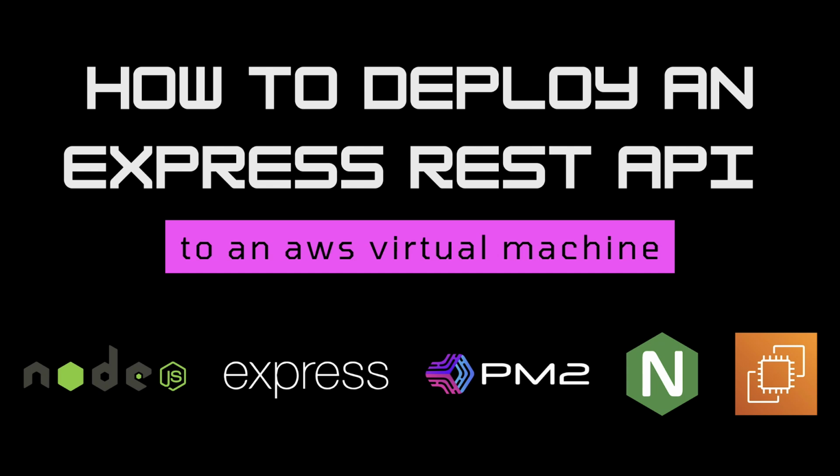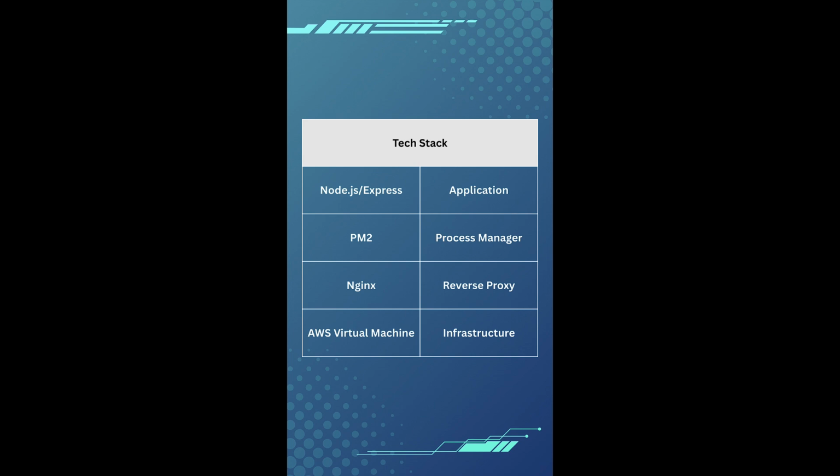Here's one way to deploy an Express REST API to an AWS virtual machine. Our tech stack will look like this. Our Express application will be served by PM2, which is a process manager that gives us logging, monitoring, and fault tolerance, as well as other benefits. We'll use Nginx to reverse proxy HTTP requests over port 80 to our PM2 process. This tech stack will be deployed to an AWS virtual machine.